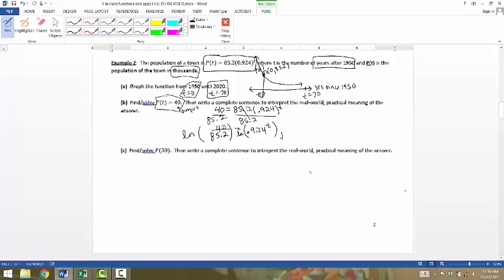On the right side, we use the power rule. That will drop down the exponent, so t times natural log of the base. That's what the right side becomes. The left side is still just this number, natural log of 40 over 85.2. Now to solve for t, I divide both sides by natural log of 0.924. Ran out of room here, sorry. Take this up here. So the answer is natural log of 40 over 85.2, all divided by natural log of 0.924.